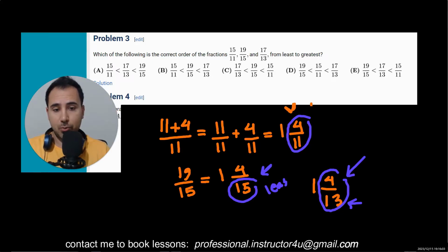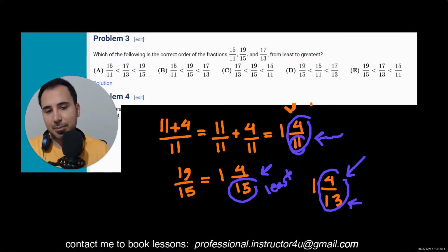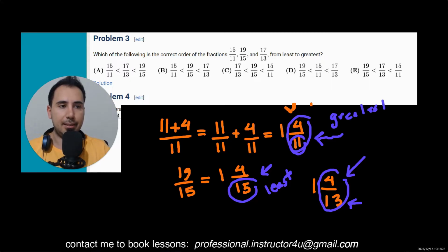And guess what, which one is the most? This one, 4 over 11, because 11 is the smallest number. You're dividing it among fewer people, so this will be the greatest. Okay, so which one is like that?